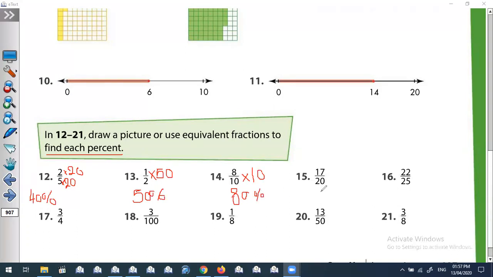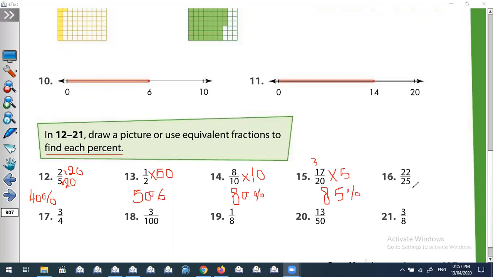20, you have to multiply it by 5 to make it 100. Now 5 times 17: 5 times 7 is 35. 5, carry up 3. 5 by 1 is 5, and I have 3, 8. 85%.